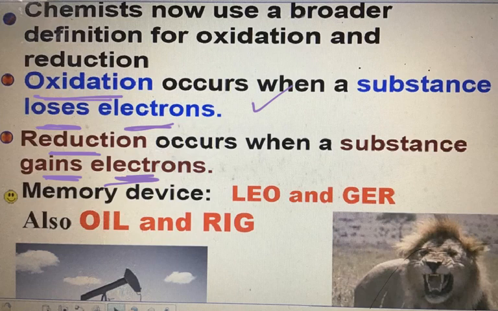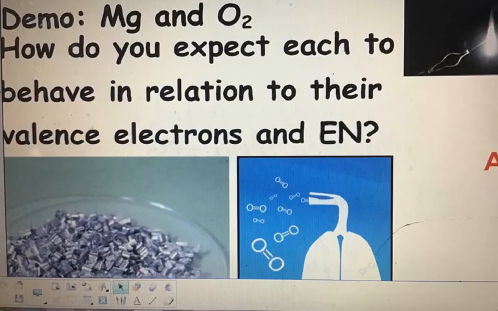Now, there's a memory device for these two terms. We have LEO and we have GER. So what do you think LEO means? LEO means loss of electrons, oxidation. GER means gain of electrons, reduction. Now there's also OIL RIG. You can say oxidation is loss and reduction is gain, and we're talking about electrons here for OIL RIG. So either one, whichever one you like, use it, no problem.